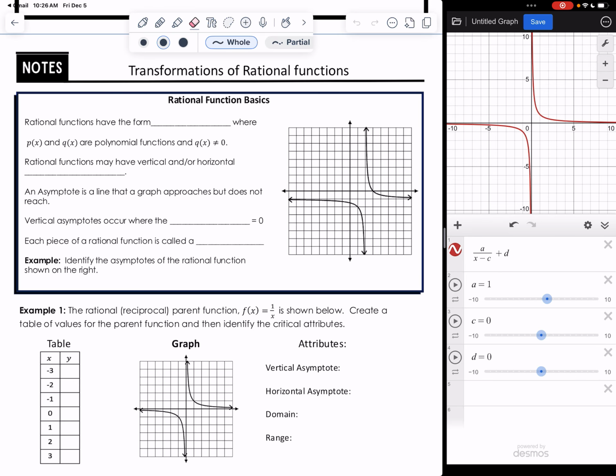Rational functions have the form f of x equals p of x over q of x, where p of x and q of x are polynomial functions, and q of x cannot equal 0. Rational functions may have vertical and/or horizontal asymptotes.